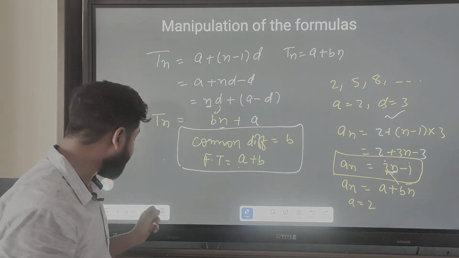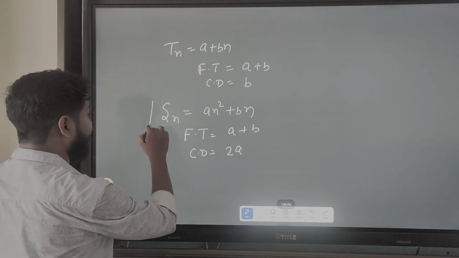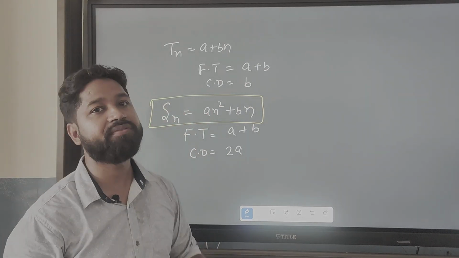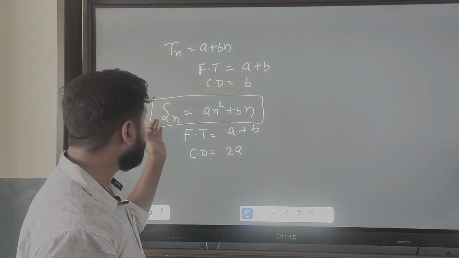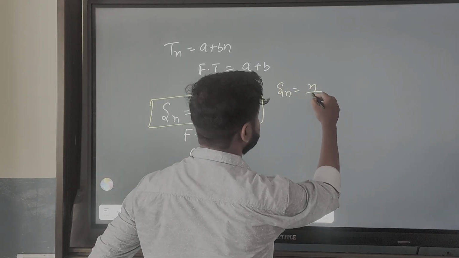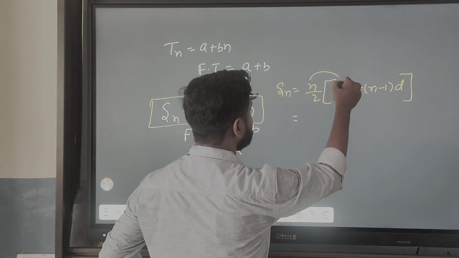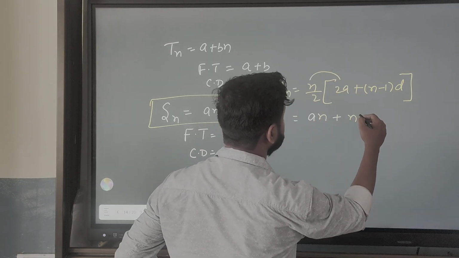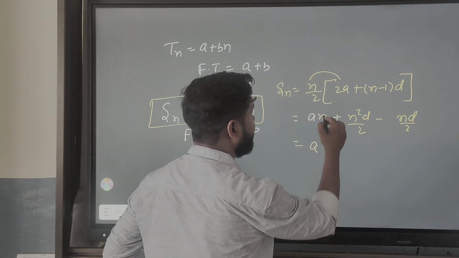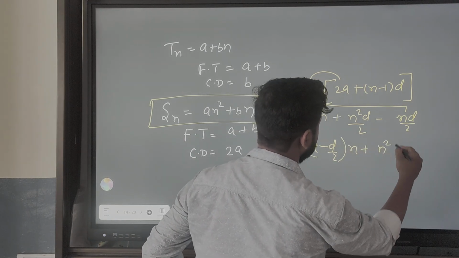You're getting that? In the same manner, we can go with this. The sum of n terms of an AP is given like this. The general term for the sum of the first n terms of an AP will always be like an square plus bn. If we reduce that, we know the formula, Sn is equal to n by 2 into 2a plus n minus 1 into d. If we open this, it will be an plus n square d by 2 minus nd by 2. So take n together, so a minus d upon 2 plus n square d by 2.